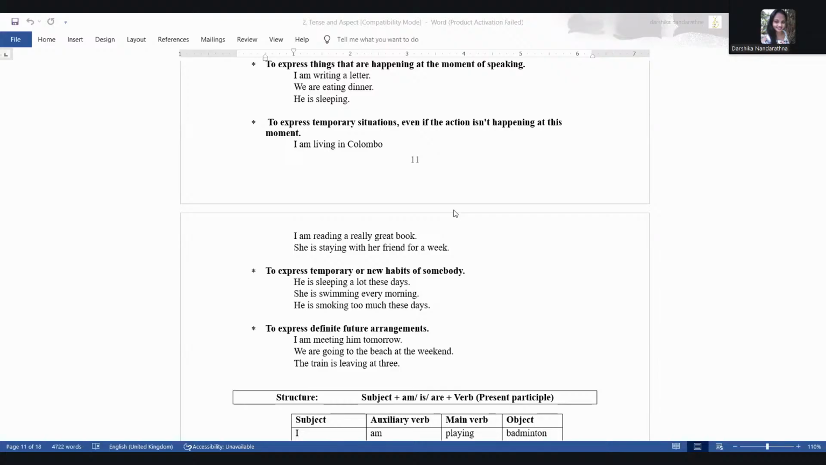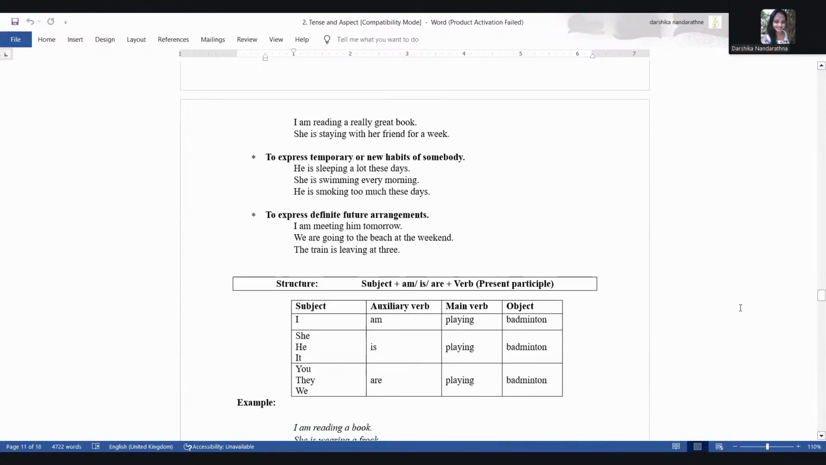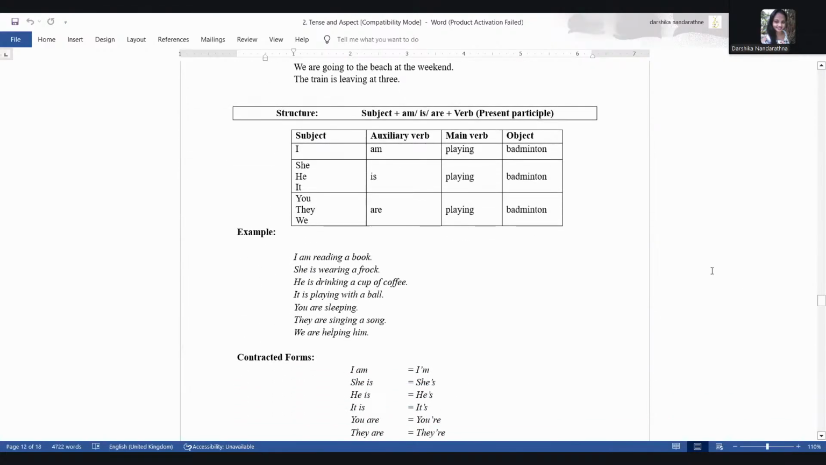So that's all about the uses of present continuous tense. If you have any question, please ask from this part. No, right? Then let's move on to sentence structures.